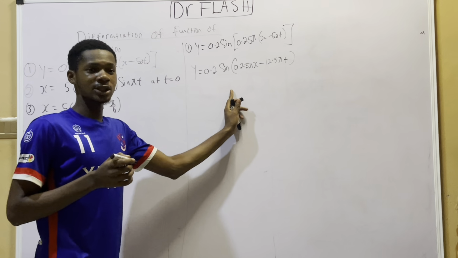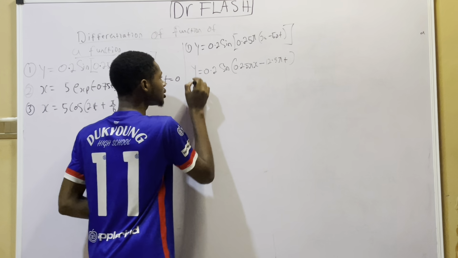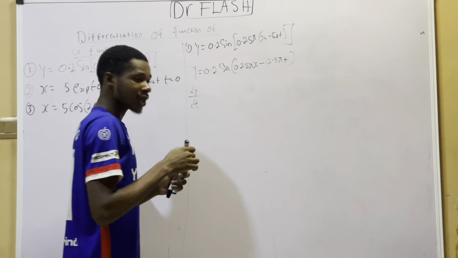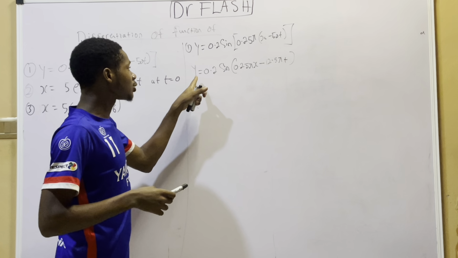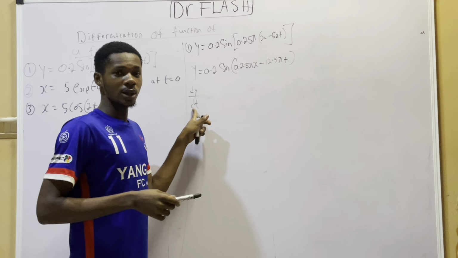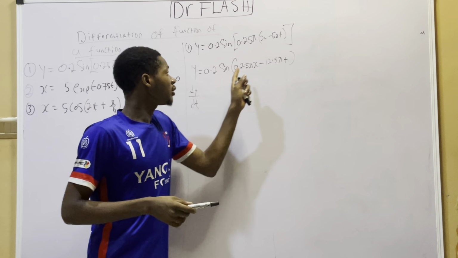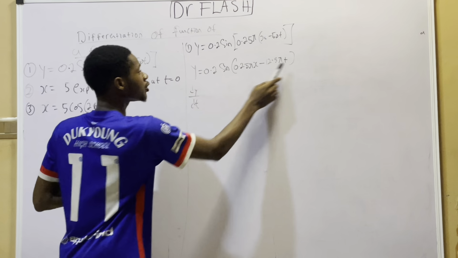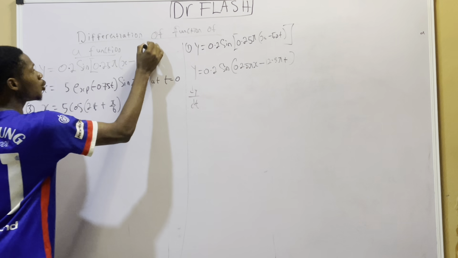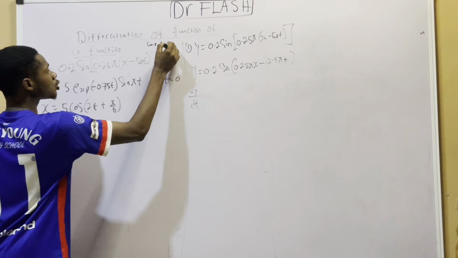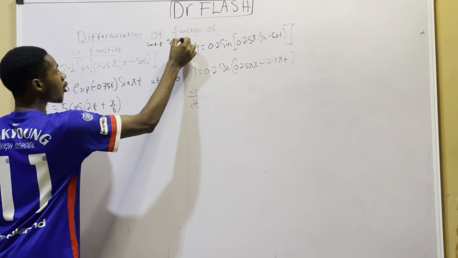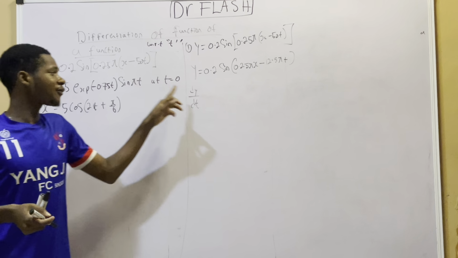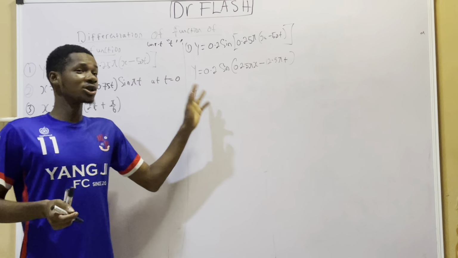Now let's differentiate this with respect to t. Differentiating y, we get dy over dt. This time around, it's not dy over dx, it is dy over dt, even if there is x in the equation, because the equation wants us to differentiate with respect to t. So I'm going to write with respect to t. For all of them, except where I say with respect to x, that is when we're going to have dy over dx. In this case we are differentiating with respect to t.